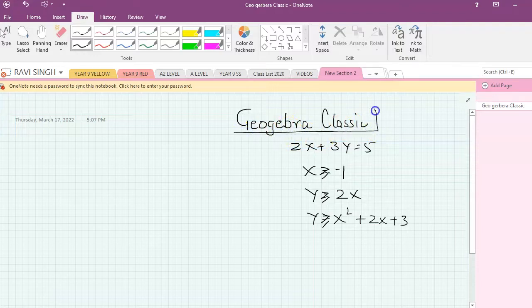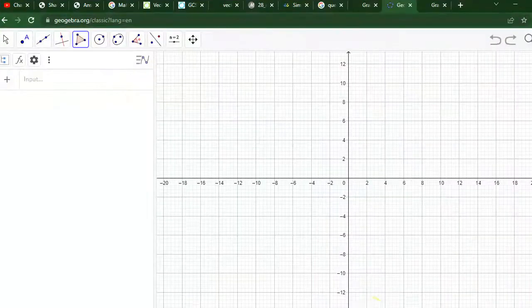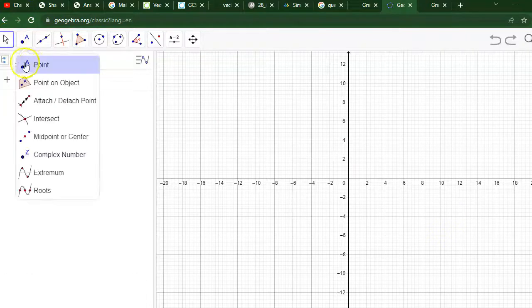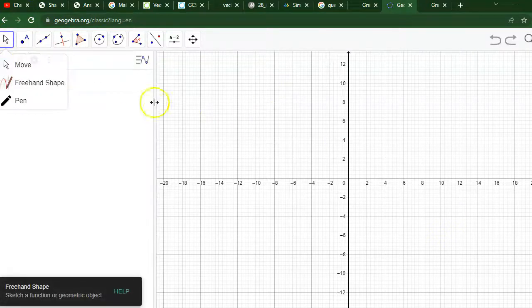This is called GeoGebra. So this is the app. This one is the classic. This one is having a graph sheet here. The sheet is there, it's a very big one. You can zoom in, zoom out. This one is for moving the graph.